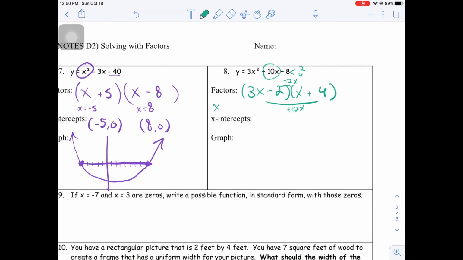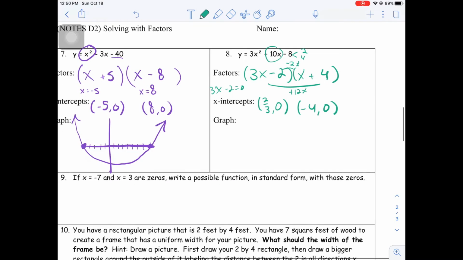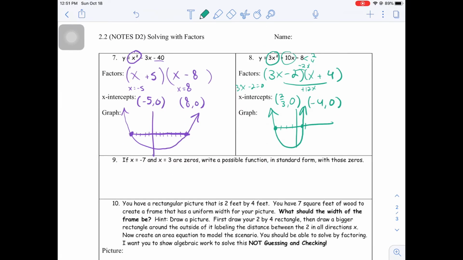So then our x-intercepts here, we're going to have 3x minus 2 equals 0. So that's going to be 2 thirds. So 2 thirds and 0. On the other side, we would have negative 4 and 0. And then we can graph this. 1, 2, 3, 4. Positive 1. So 2 thirds would be right there. Negative 4 would be right there. Again, it opens up because it's positive. So it looks something like this.